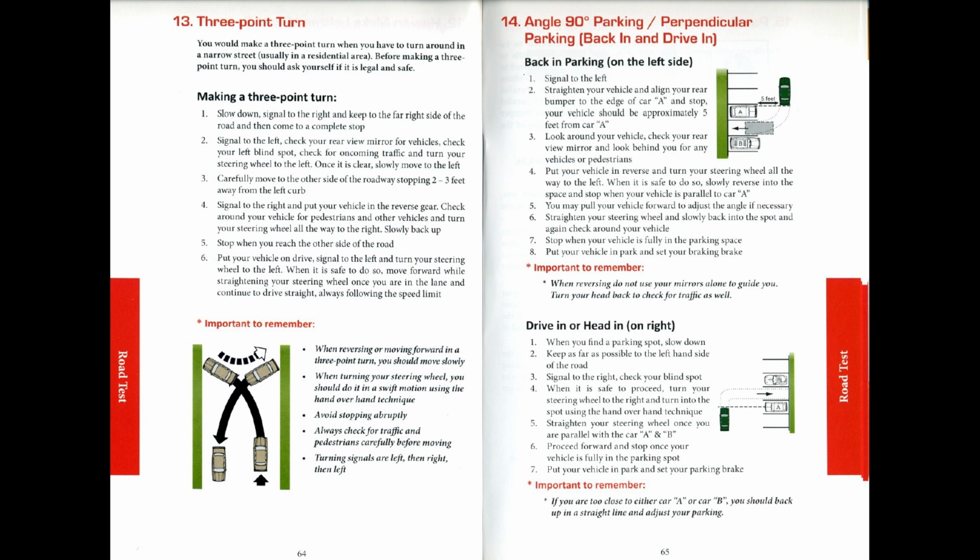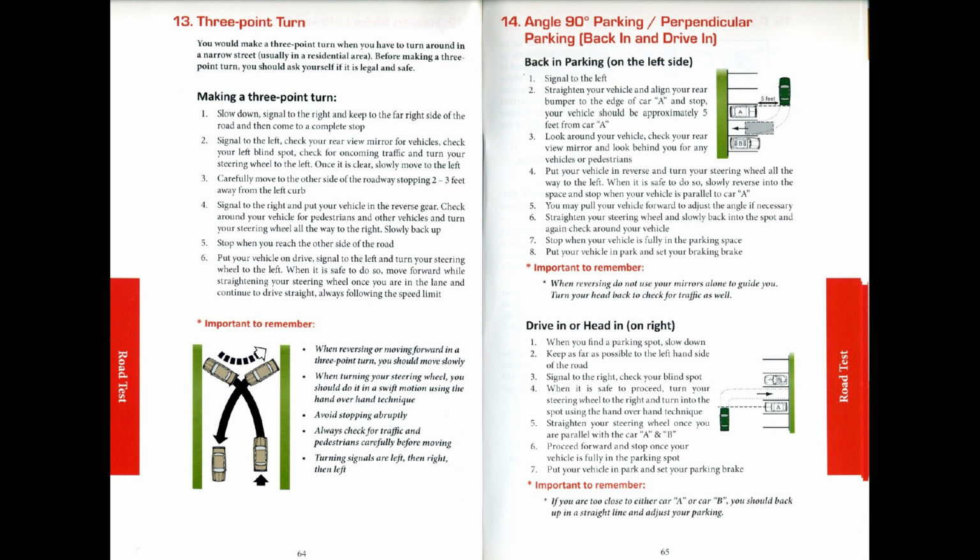Check around your vehicle for pedestrians and other vehicles and turn your steering wheel all the way to the right. Slowly back up. Stop when you reach the other side of the road. Put your vehicle on drive, signal to the left and turn your steering wheel to the left. When it is safe to do so, move forward while straightening your steering wheel once you are in the lane and continue to drive straight, always following the speed limit.